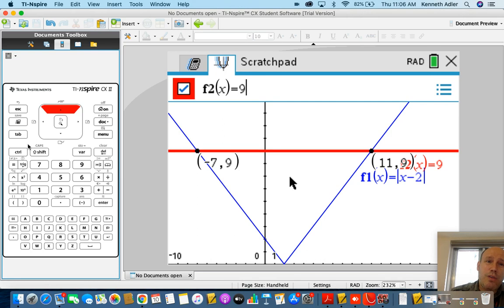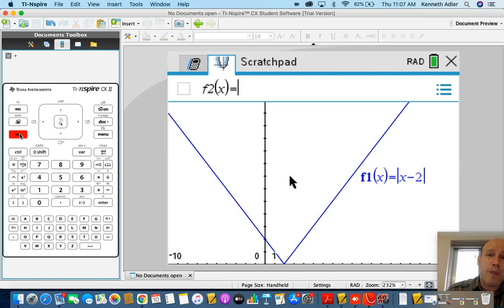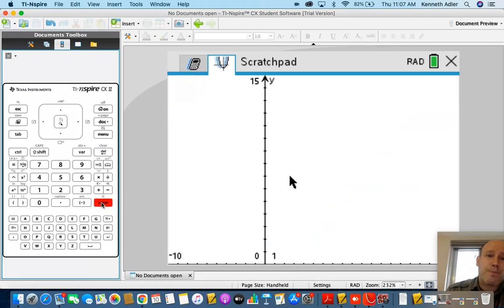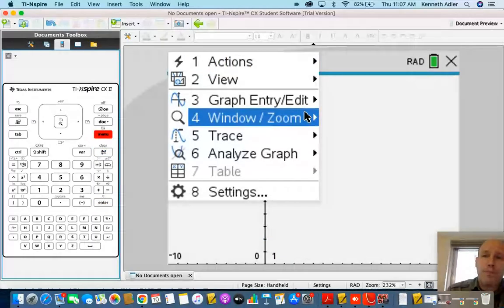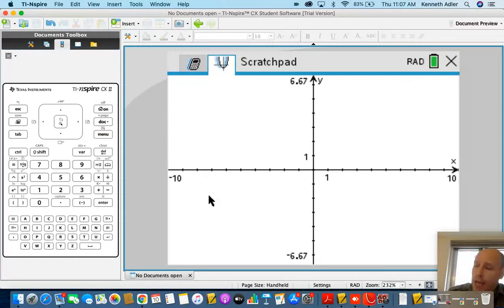So this unit is absolute values. And this little subunit is called modular transformations. The idea is that we're going to be taking regular functions and putting them in absolute values. So let's talk about absolute value first.